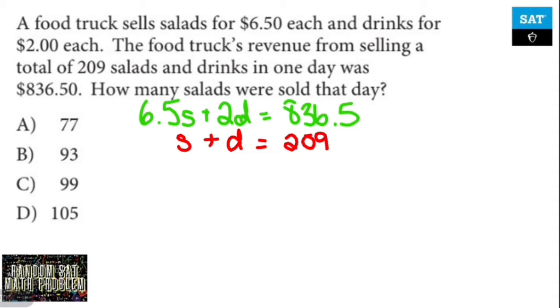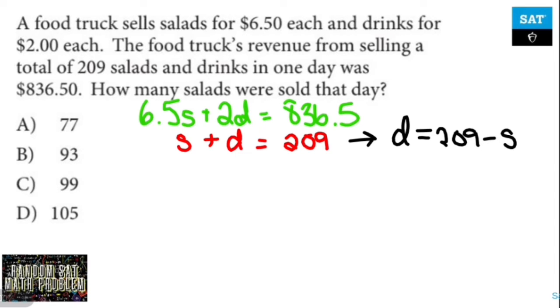What I'm going to do is if I want to solve for salads, I'm going to solve this bottom one for D. And you might be thinking, that doesn't make sense. It sure does. If I solve this bottom one for D and plug it into the top equation, that gives me nothing but S's. And if I have nothing but S's, I can solve for salads, bada bing. So if I take this bottom equation, subtract out S, I now have D equals 209 minus S.